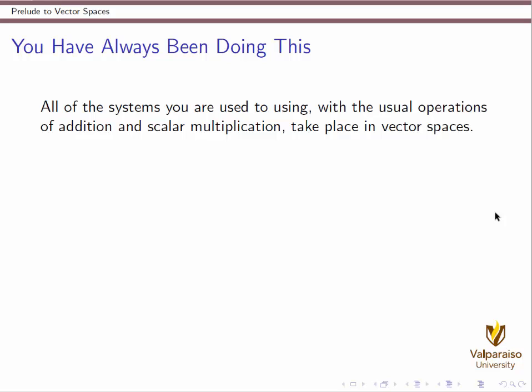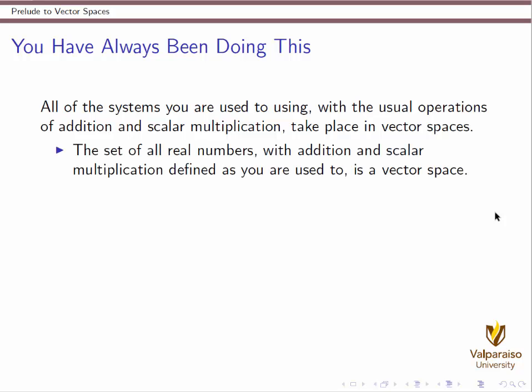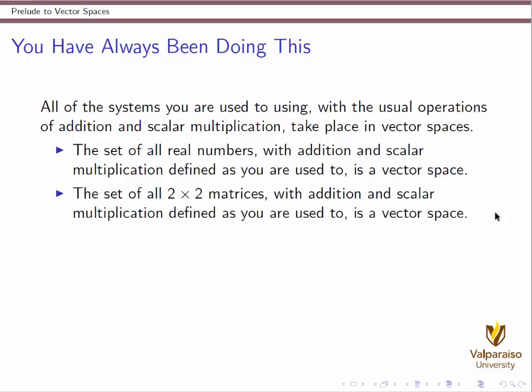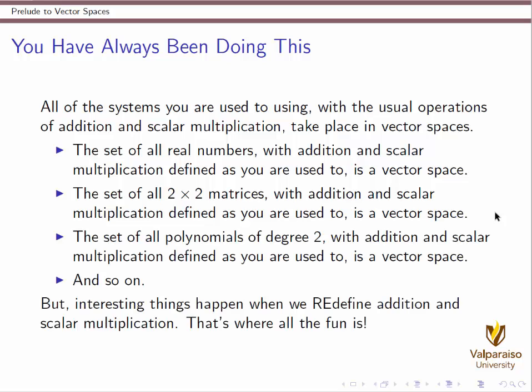So let me repeat what we started with, that all your life you've been doing vector space stuff already. You've been doing addition, you've known how to do scalar multiplication, you've worked with elements of vector spaces. You just didn't know it because you probably didn't use the phrase. But the set of all real numbers with addition and scalar multiplication defined as you're used to using them, that's a vector space. We've been talking about matrices. So for example, the set of all 2 by 2 matrices with addition and scalar multiplication as you were used to it is a vector space. Polynomials of degree 2 with the usual operations is a vector space. Okay, so we already know all this stuff. The fun things happen when we redefine the addition and the scalar multiplication, and that's what we're going to go to next.